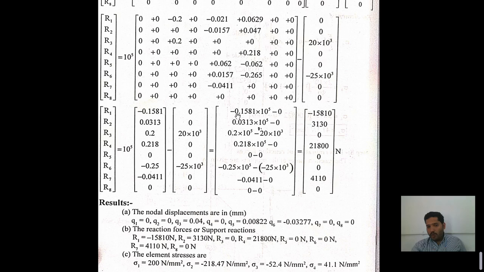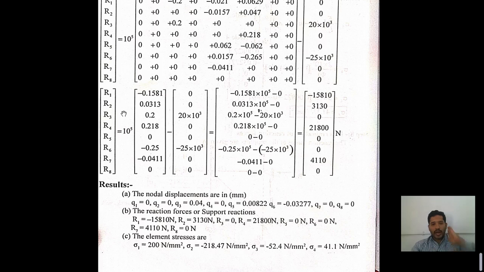If you multiply 0.1581 into 10 power 5, it becomes minus 15810. If you multiply this value, it becomes 3130. If you subtract this value, it becomes 0. If you multiply this value, it becomes 21800. If you subtract the value, it becomes 0. If you calculate this value, it becomes 0. So like this, 4111 we got.